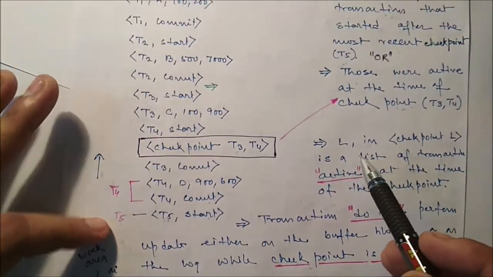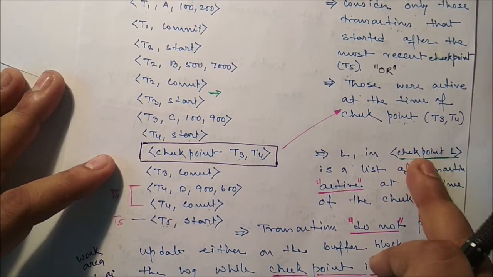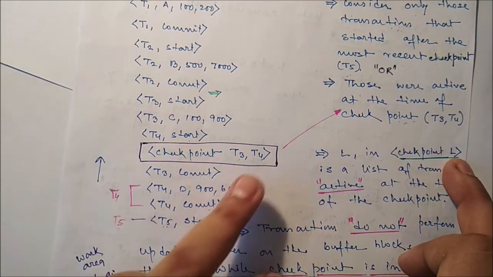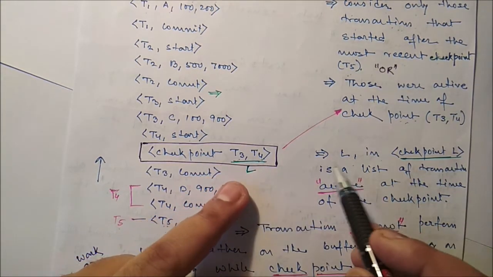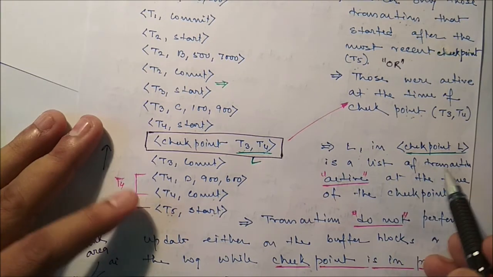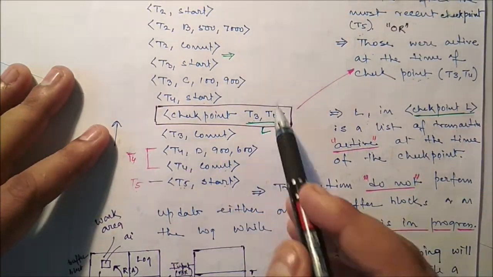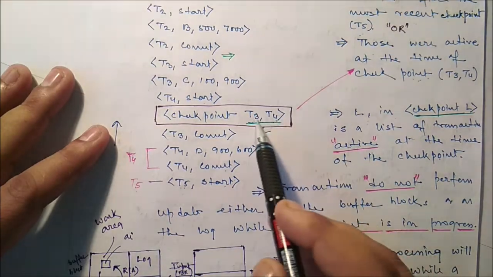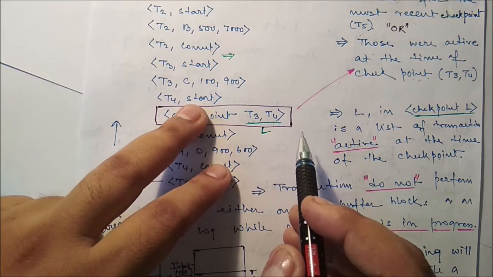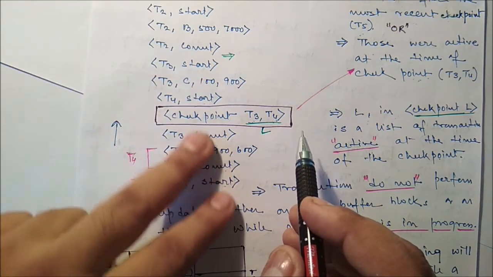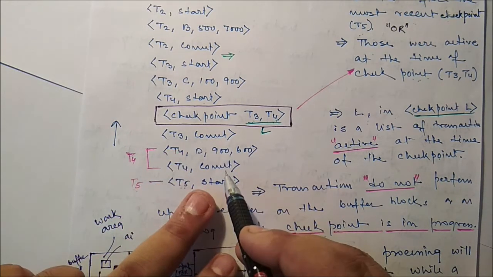Okay, now here L in checkpoint L. So this is the checkpoint and the associated L is there. This is nothing but our L. The L in checkpoint L is a list of transactions active at the time of the checkpoint. So here at the time of checkpoint, T3 and T4 both are in active state. So you can see T4 start but T4 commit is not there. T3 start but T3 commit is not there before checkpoint. After checkpoint, T3 commit and T4 commit are there.